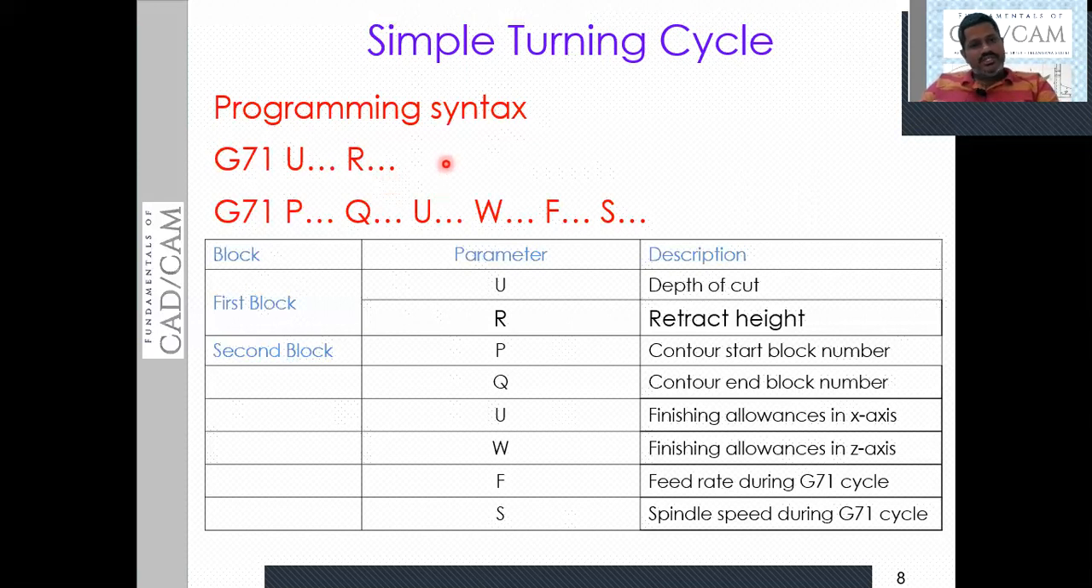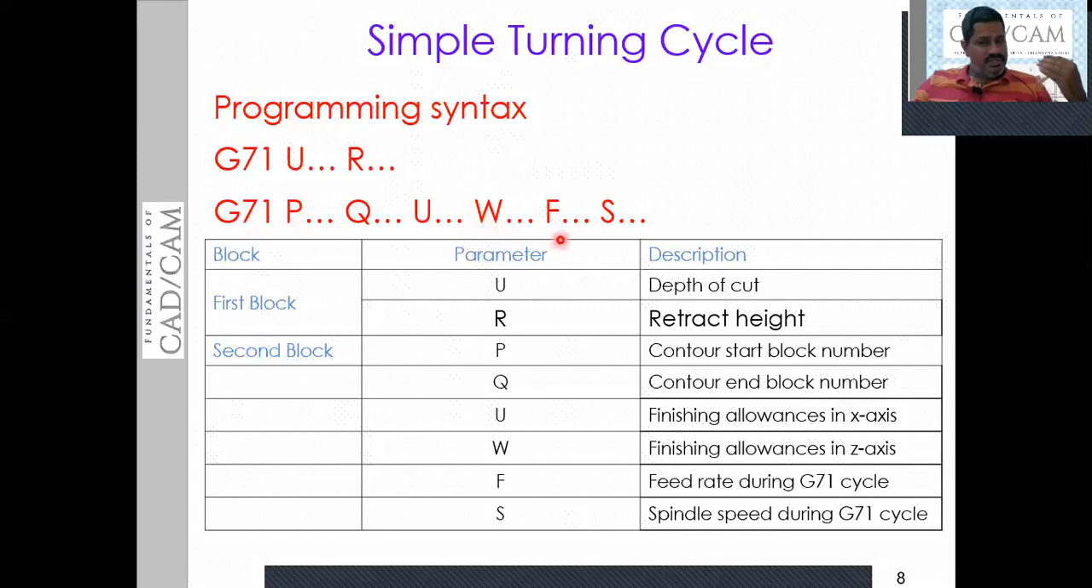Along with this, this is the first block of statement, and it is the second block of statement. It requires P and Q. These are the statements which are executed repeatedly, and those block sequence numbers need to be specified with the parameters P and Q. Then U and W are optional parameters. If we want, we can specify the value to be left over for a finish cut along X and along Z.